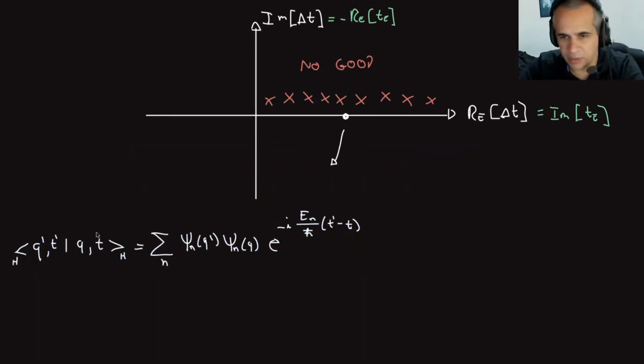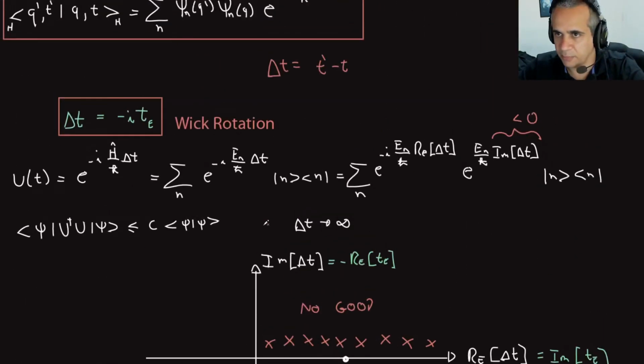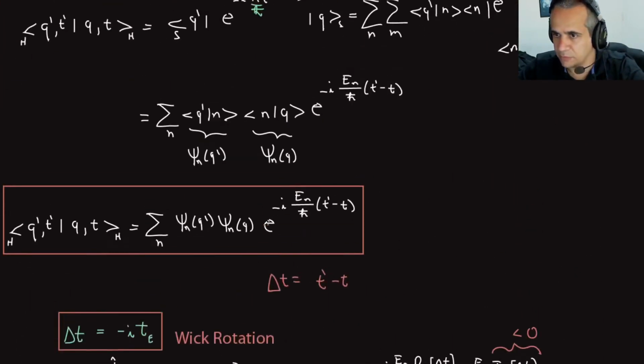So now of course I exchanged delta t, which was t prime minus t, by t_E. So now in Euclidean time, this stays the same. I forgot a psi star here, which was actually missing up there. Yeah, this is psi star. This is psi star. Right?